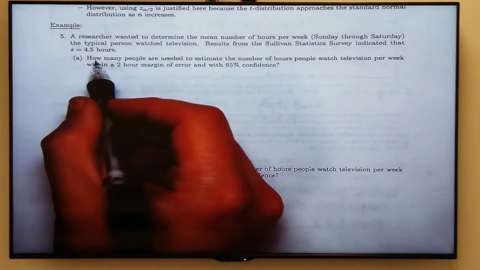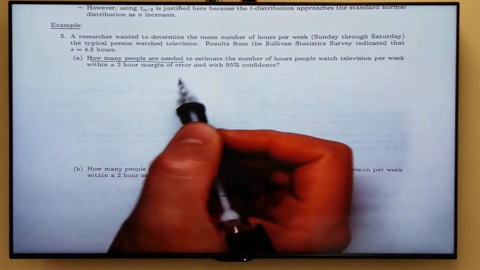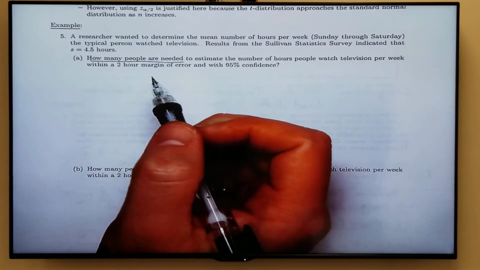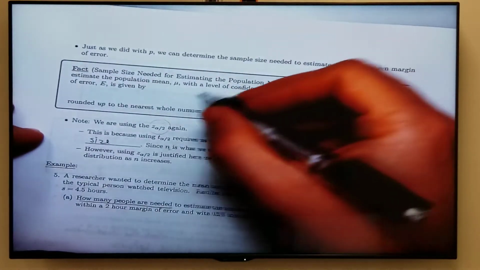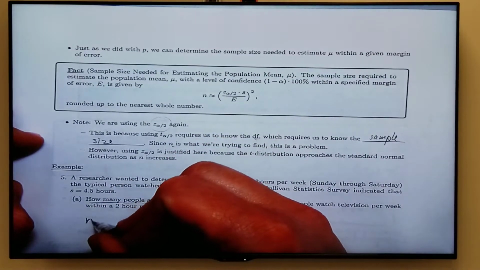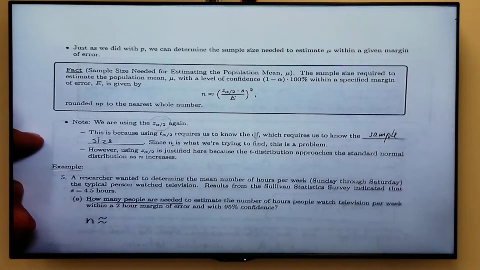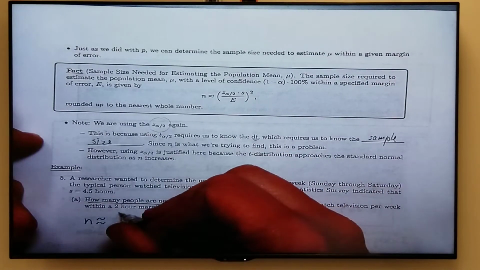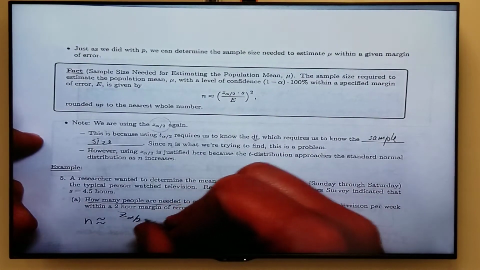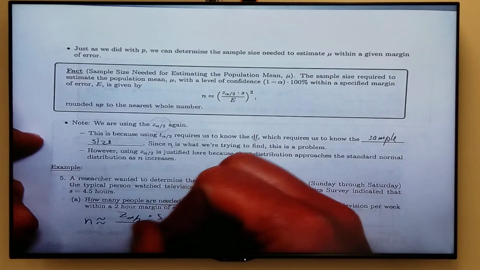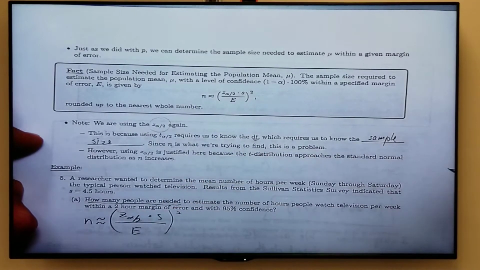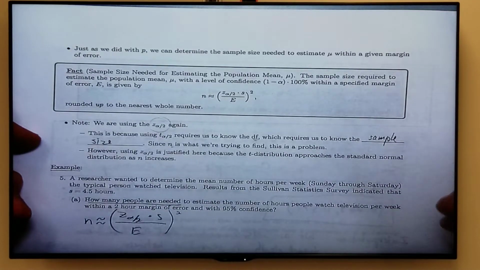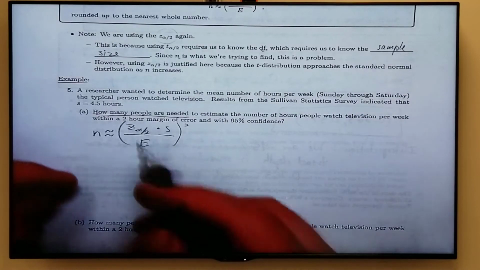Okay, so how many people are needed? Right, they're asking you what is the sample size that you need, right? So we're looking for the sample size. Well, up here we said the sample size that we need, n, is approximately z sub alpha over 2 times s divided by e, squared. Let's see if we can find those pieces of information.